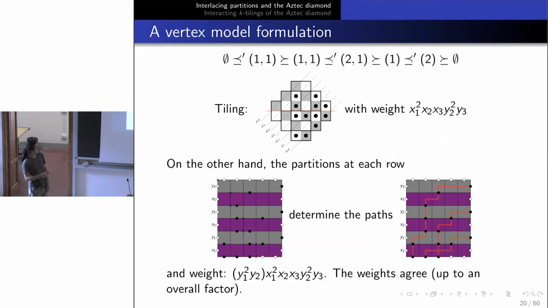Now we take that sequence of partitions and we draw their Maya diagrams along the horizontal slices of our vertex model. So we start with empty, and then we'd put 1, 1, and then 1, 1 again, and so on. And because of our choice of weights, this will uniquely determine the paths, so we can draw the paths in, and we can read off the weight. And the weights will agree up to some overall factor that just depends on the rank, and we'll just throw that out.